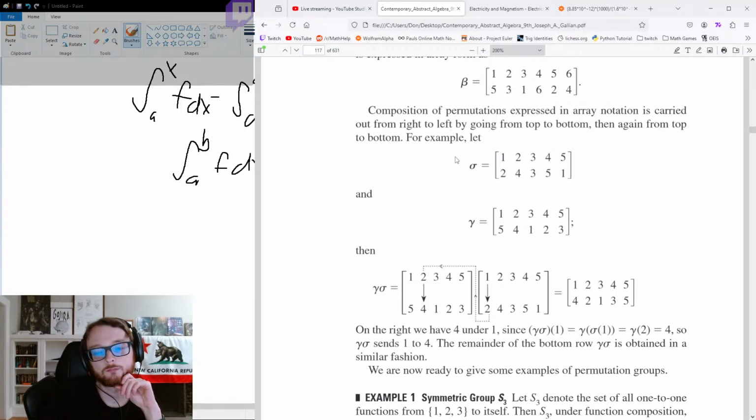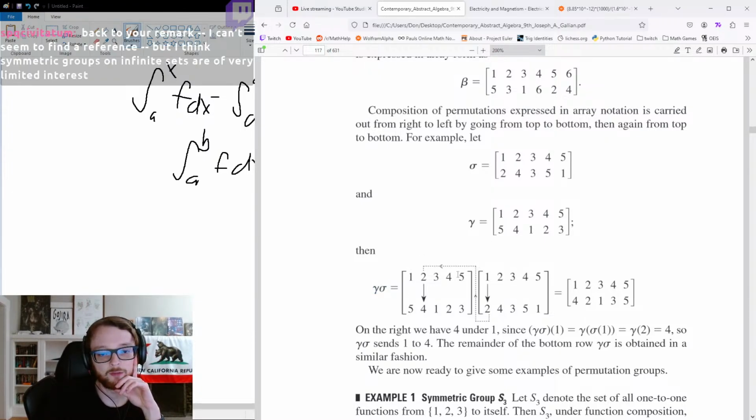So you go right to left. So you start with sigma. You start with 1. 1 gets mapped to 2, but then 2 gets mapped to 4. So if you give it this composition of 1, that 1 gets mapped to 2, then that gets mapped to 4. So really, you just map 1 right to 4. Okay, that makes sense. The explanation of it is wordy, but if you actually follow the logic, it's not that bad.